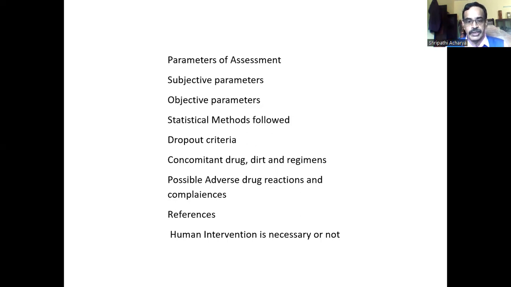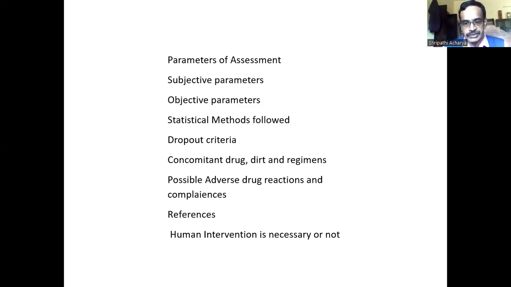Then dropout criteria. What are the criteria to drop a patient from the study? Suppose he develops some adverse reactions and is not able to continue, then he is dropped. Concomitant drug, diet and regimen. What are the concomitant drugs, diet and regimen advised to the patient? For example, in asthma, he may be on some tablets, but may continue if he has been taking them for a longer time. Diet is advised to avoid cold things, ice cream and fried things. Regimen is advised to not do excessive exercise. That will be the concomitant drug, diet and regimen.